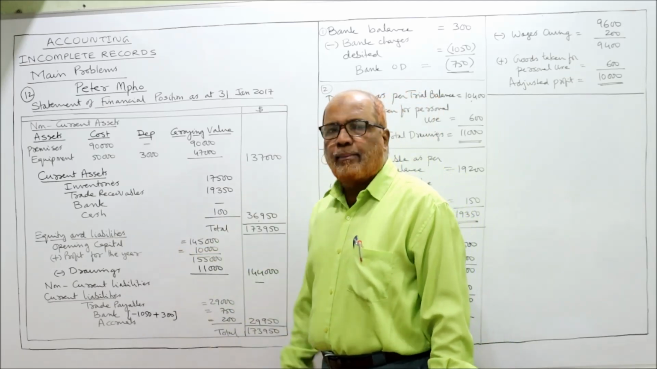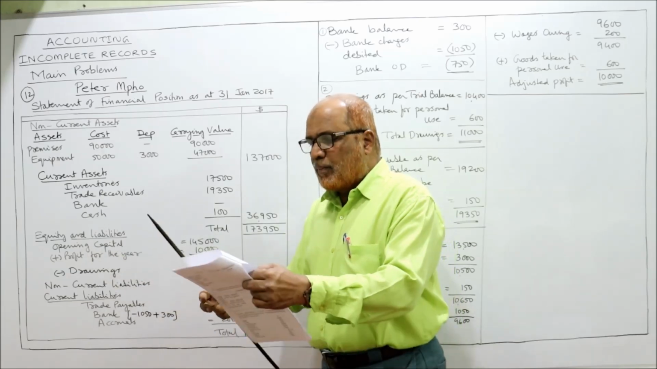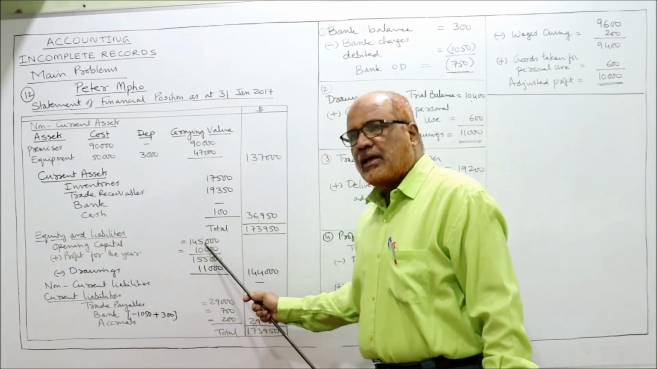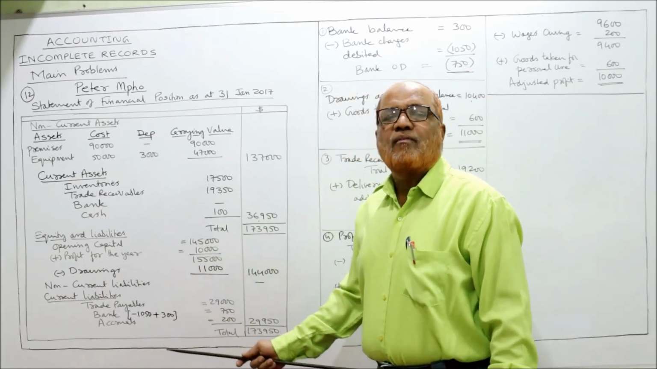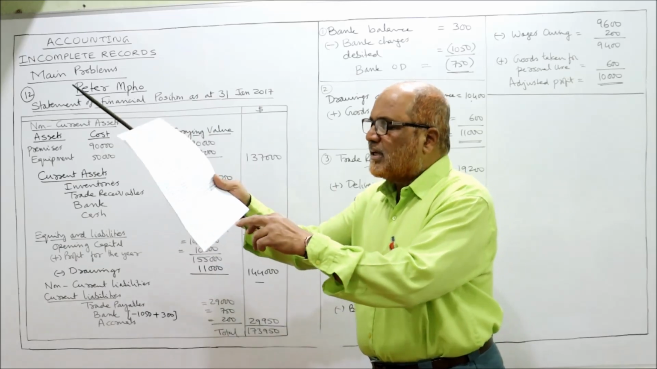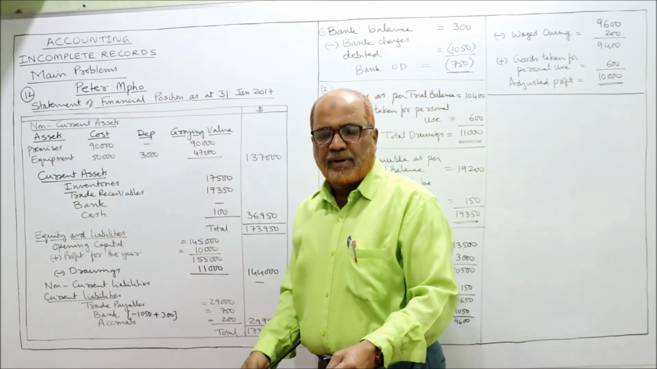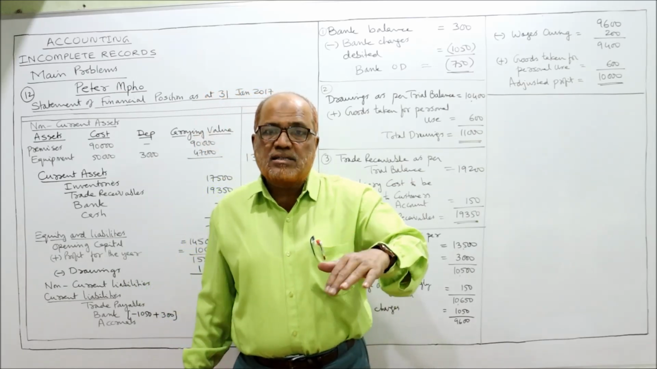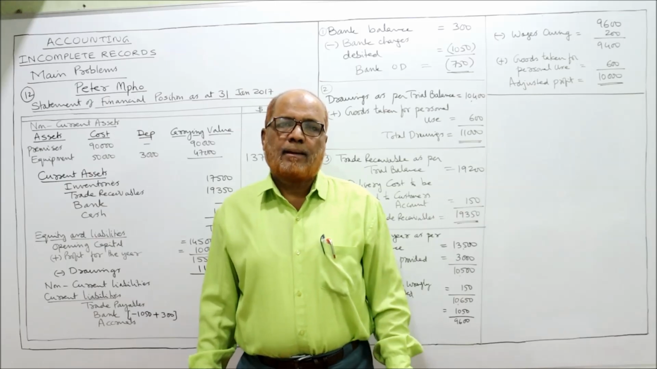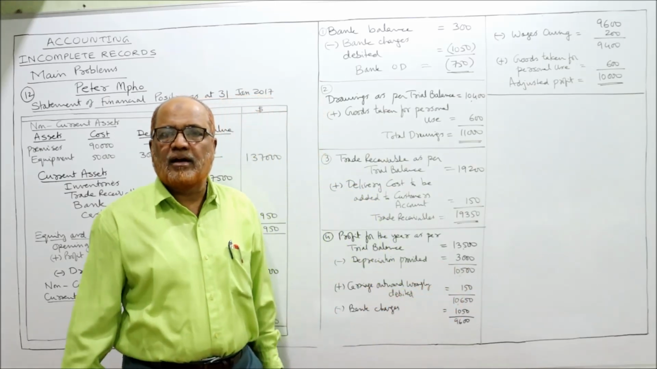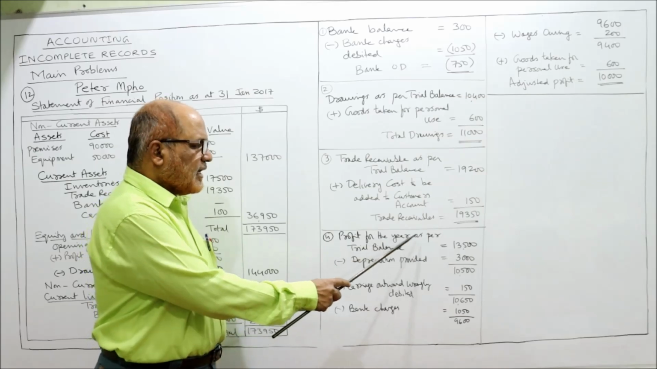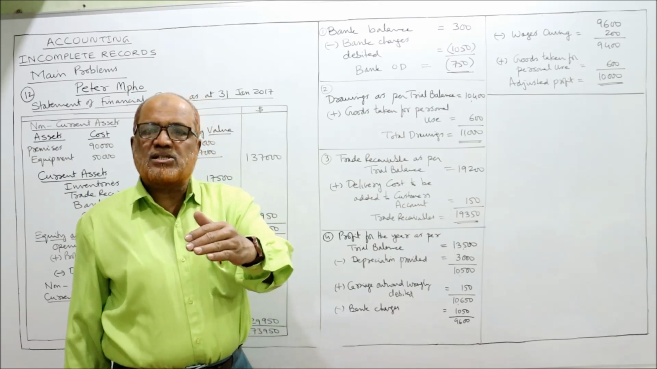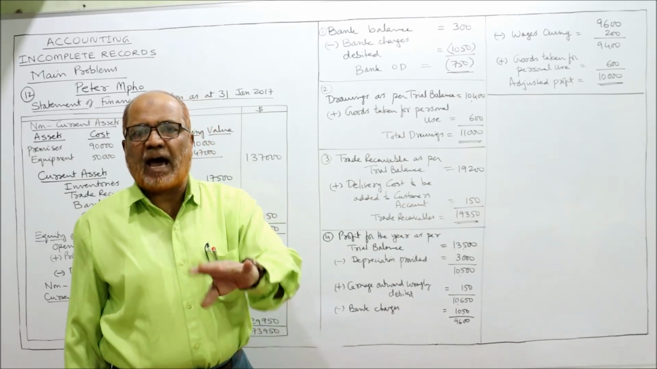Now equity and liabilities. Opening capital is given in the problem, 1,45,000. To this we add the profit for the year. But the profit for the year given is 13,500. This 13,500 profit is incorrect because we have to make adjustments. Now I'll tell you what adjustments are to be made in profit. Profit for the year as per the trial balance is 13,500. From this we deduct all expenses and add incomes.